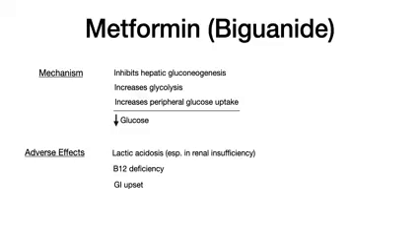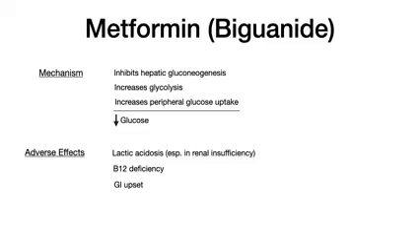The adverse effects of metformin, and the one that you really need to remember if you take anything from this slide, is that metformin causes lactic acidosis in renal insufficiency. And we'll talk more about that in just a moment. The other 2 adverse effects to know is that metformin can cause a B12 deficiency, and it also tends to cause a little bit of GI upset. Now let's talk briefly about this lactic acidosis, which is especially common in renal insufficiency.